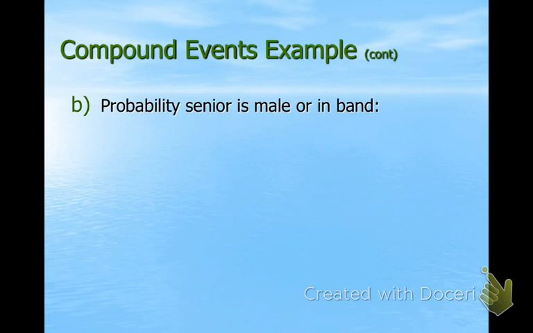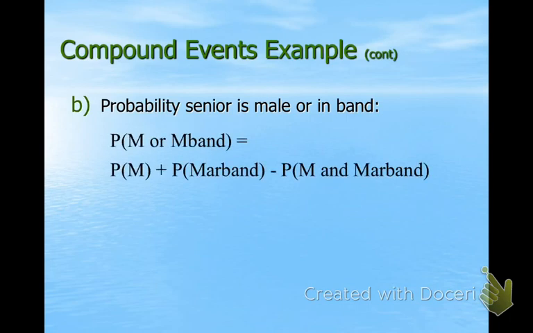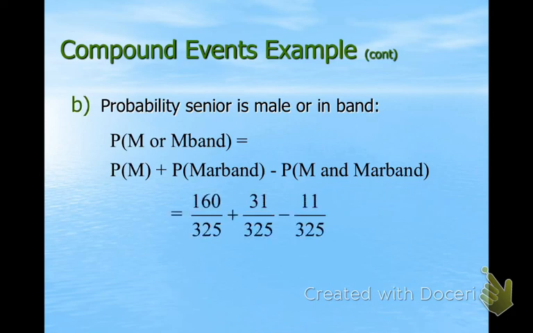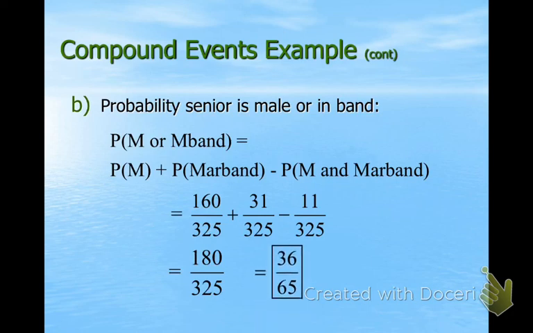So the probability a senior is male or in band. Well, male, band, but then you have to take out the male marching band members. So 160 are males, 31 are in marching band, but 11 of them are males in marching band. So you have to take those away. So 180, about 36 out of 65 people.